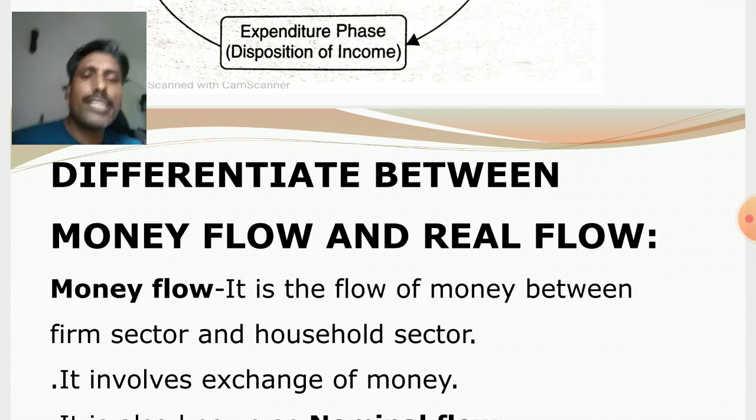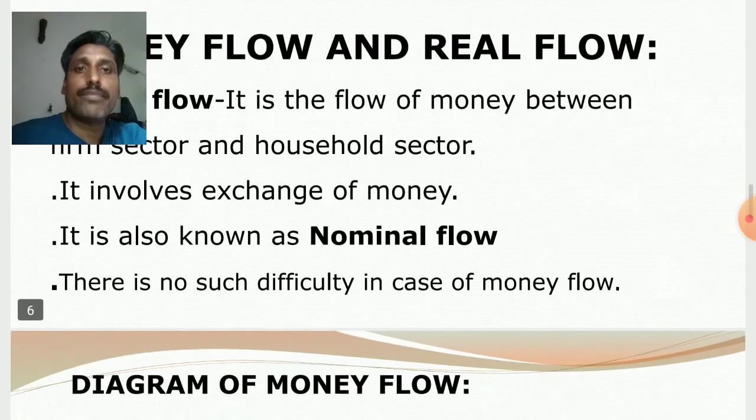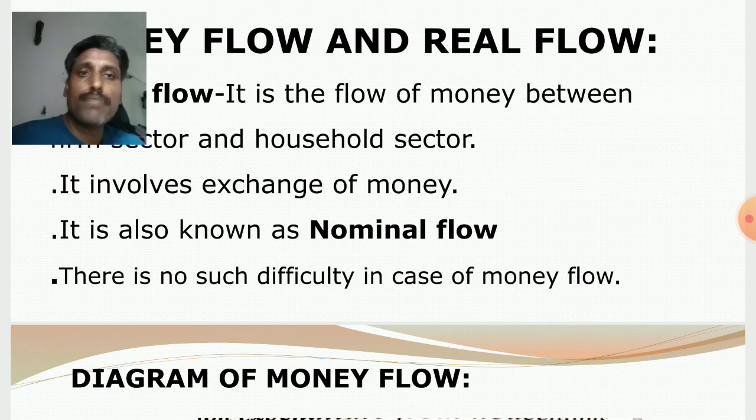It is a very easy one. Money flow is the flow of money between the farm sector and the household sector in a circular form. In money flow, it involves money; there is no involvement of goods and services. It involves exchange of money. The alternate name of money flow is nominal flow. So there is no such difficulty like the barter system, where goods are exchanged for goods. We cannot find any such difficulty here.